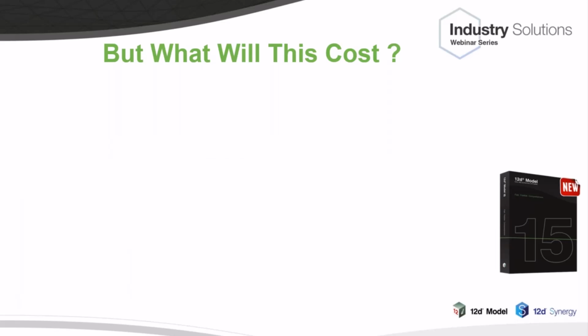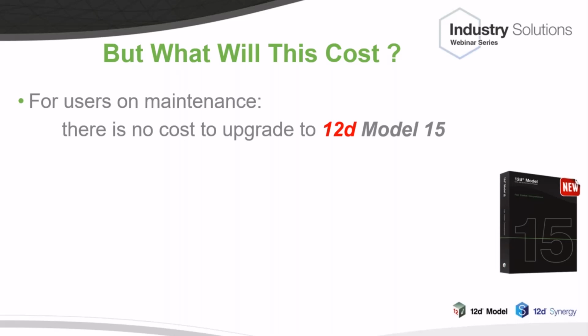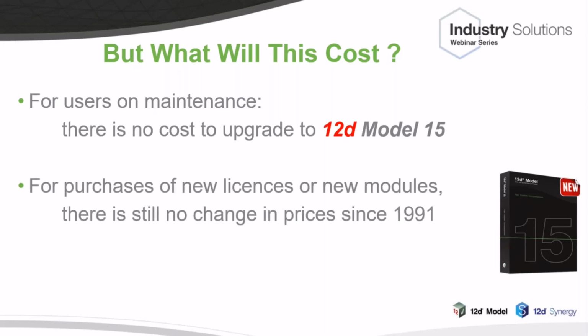That's a quick look at some of the things, and one of the questions though is, what will this cost us? Well, for users on maintenance, there is no cost to upgrade to 12D Model 15. So basically, you'll just get the new version and start installing it and using it. If you buy new licenses and have to add new things in, remember, we've still had no change in prices since we first released in 1991. So basically, the price is exactly the same, even though there's a huge amount of additional functionality in the various modules.